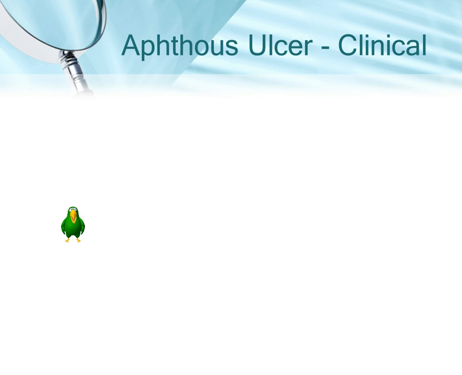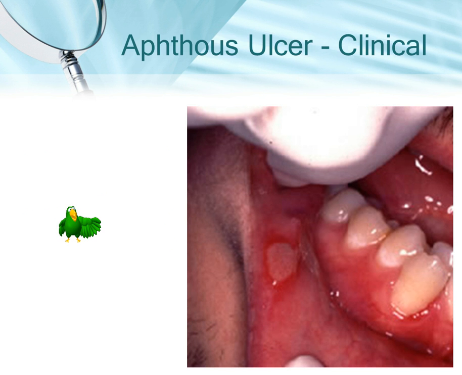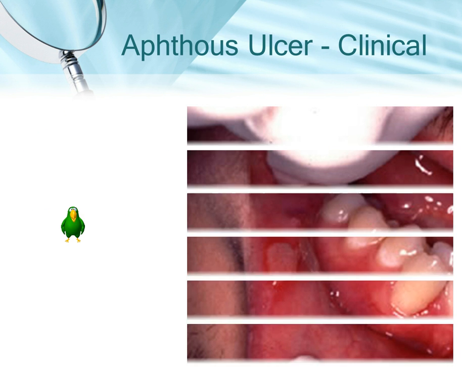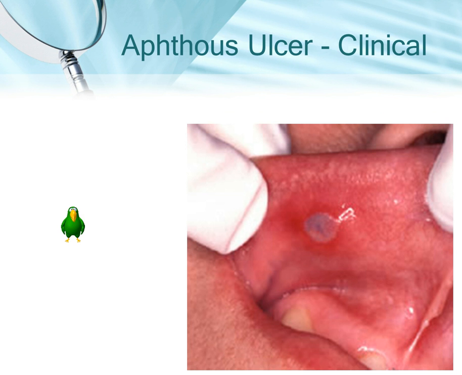So, let's take a look at some clinical images of aphthous ulcers. Aphthous ulcers present as a single, painful ulcer. These ulcers are found entirely on movable tissues.